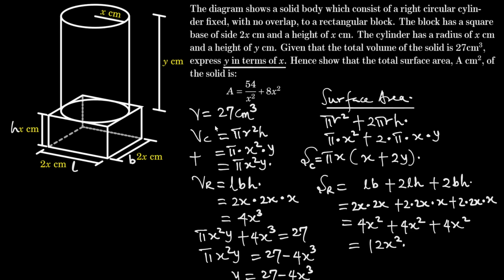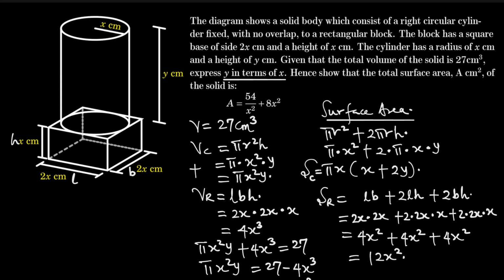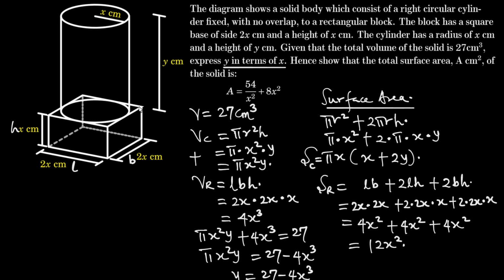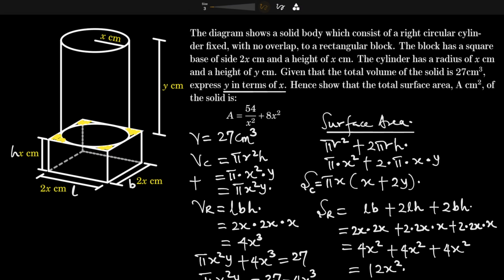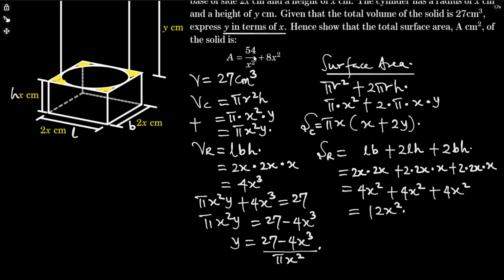Now, there is one part that we haven't considered. Now, we said that the cylinder is sitting on top of the rectangular block, but there is this portion of the rectangular block that is exposed. I want to believe you can see that, this part and this part. They're exposed, and so we have to, of course, factor in the fact that they are there, and it has to be part of the surface area we are considering. So how do we do that?